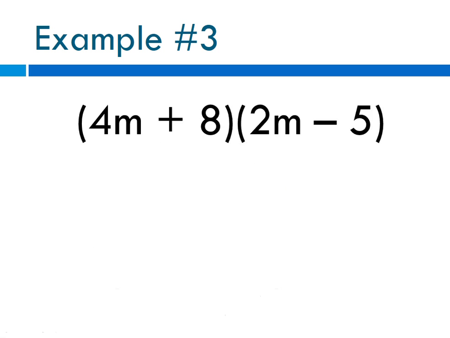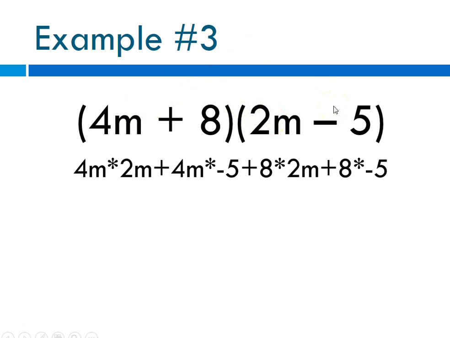Alright, let's look at another example. Now we're multiplying two binomials. So there's two terms in both of them. So we have to multiply the 4m times the 2m and the 4m times the 5 and keep our signs. We also have to multiply the 8 times the 2m and the 8 times the 5. That's what we did here.